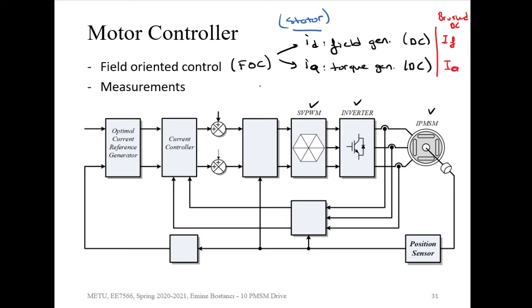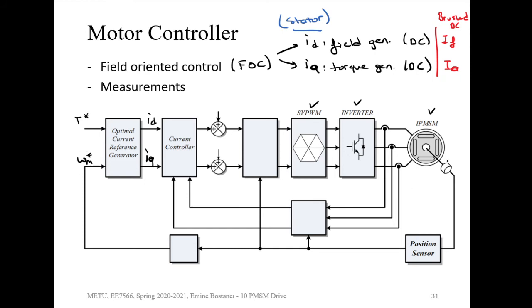And to be able to do FOC, you need to have some measurements. The most important measurement is the position. So here we are measuring the rotor position. This rotor position is going to be used in transformations and also to be able to decide ID, IQ. So here are the ID and IQ values. And these ID and IQ values are decided based on the torque reference and also the speed, actual speed of your electric machine, the mechanical speed.